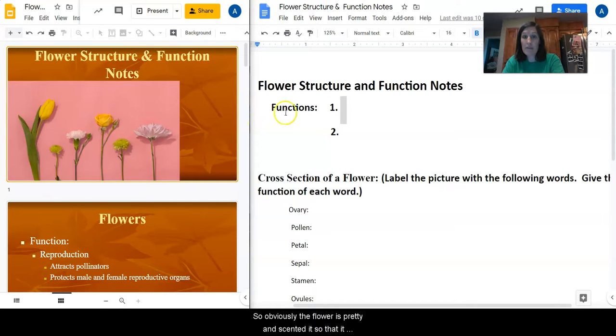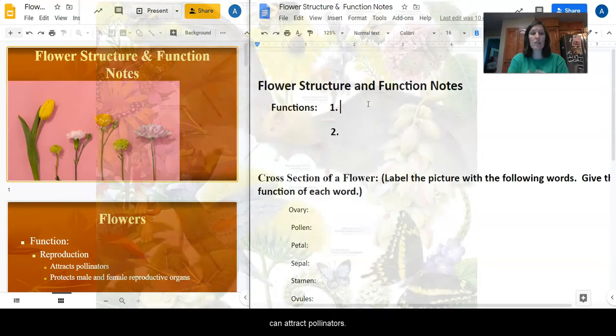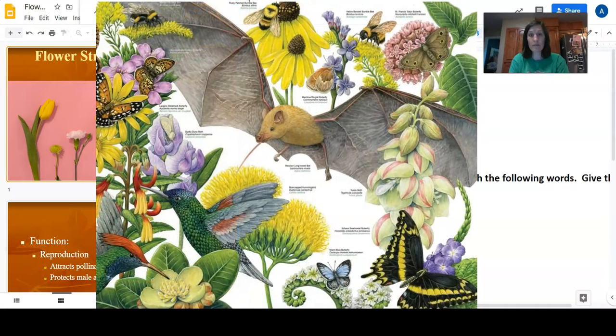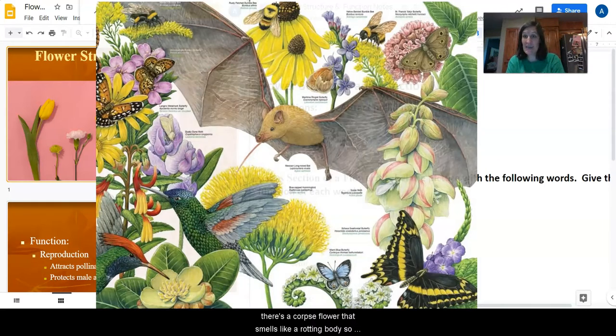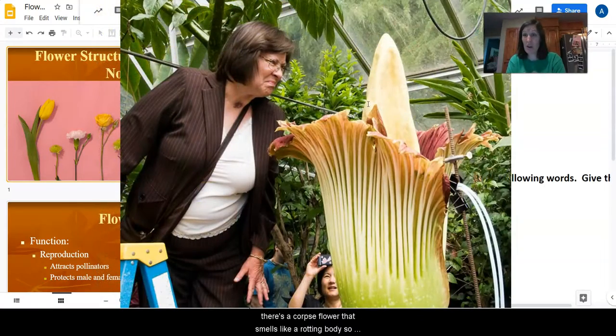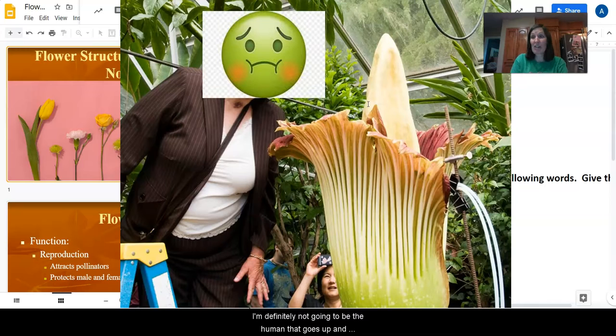So obviously the flower is pretty and scented so that it can attract pollinators, like bees or humans, birds, depends on the flower. Some of them stink. There's a corpse flower that smells like a rotting body. So that one is trying to attract other pollinators like flies, so that maybe they would pollinate. I'm definitely not going to be the human that goes up and sniffs that.